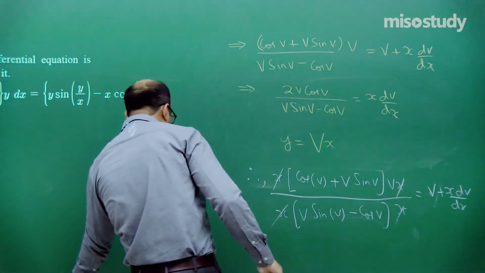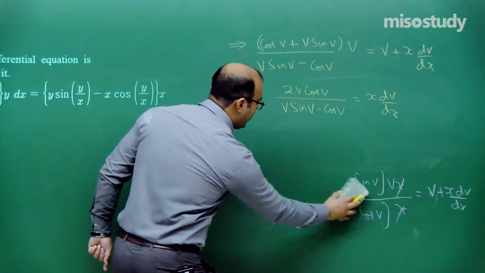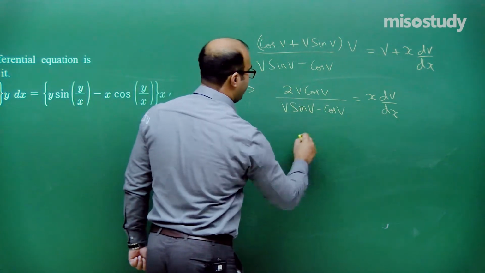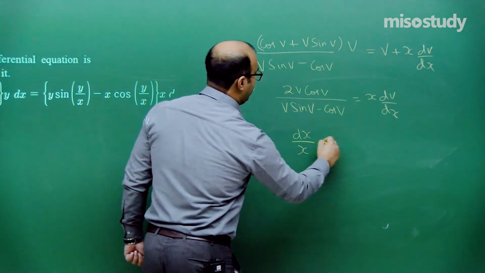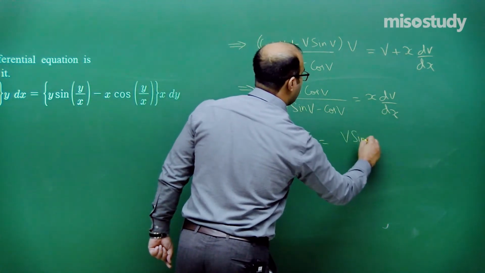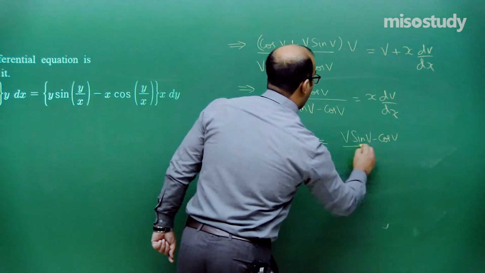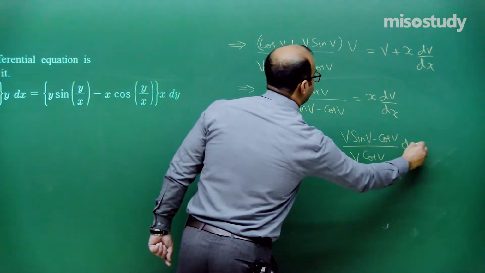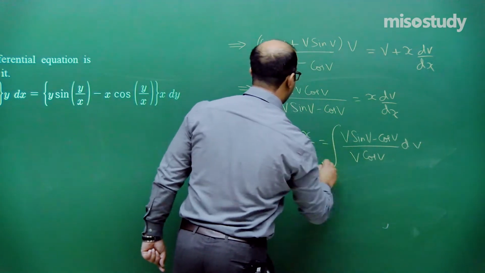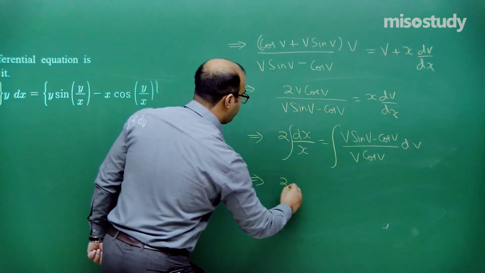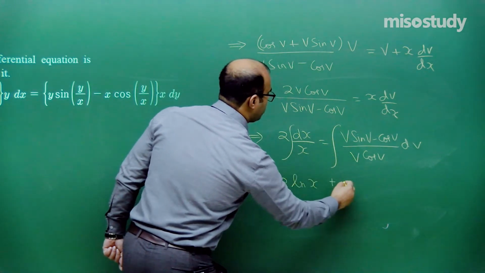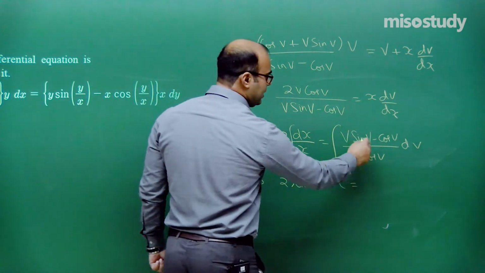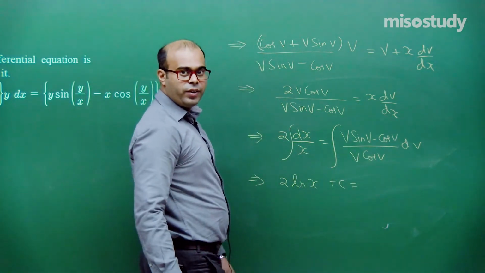Now the next step would be, you will separate the variables, of course. So you will write here dx by x, on the right hand side it will become v sin v minus cos v upon 2 remains here, v cos v goes here, dv. This is dv. So we integrate both the sides. This will become 2 log of x plus constant of integration is equal to v cancel, this will become tan v. What is the integration of tan v?